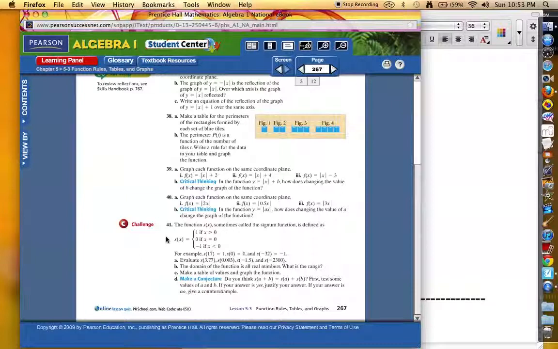So the question is, the function S(x), sometimes called the signum function, is defined as S(x) equals 1 if x is greater than 0, 0 if x is equal to 0, and negative 1 if x is less than 0. So, for example, S(17) equals 1.